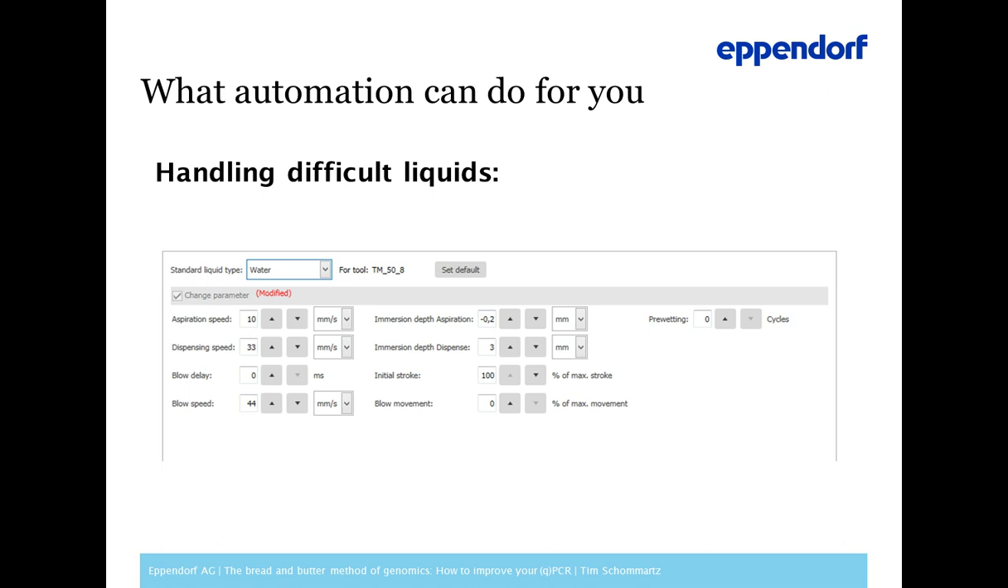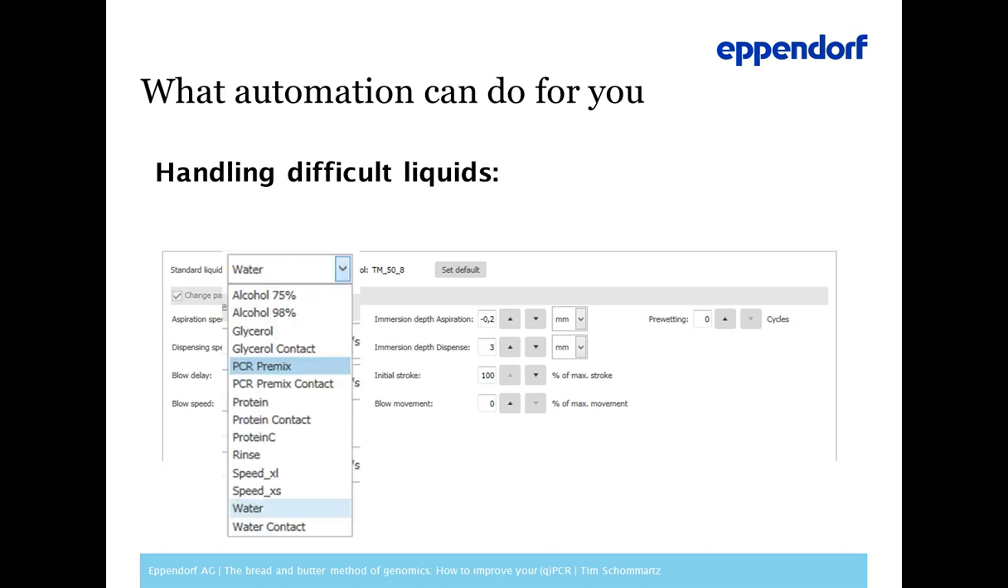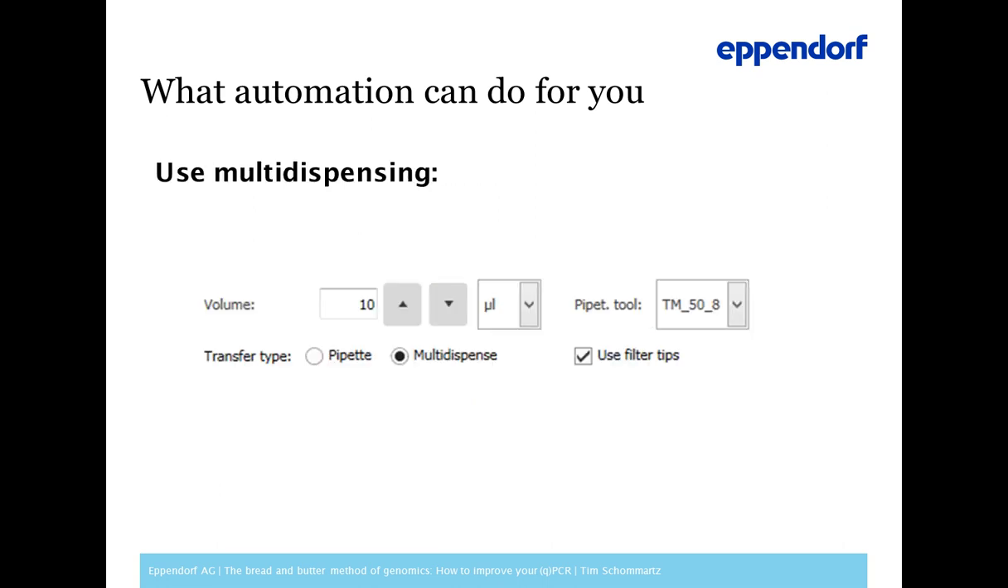Automation can handle difficult liquids. This is a screenshot which I took from our automation software. It's called EP-Blue. What you can see here is that you can adjust all of the pipetting or dispensing settings in a very detailed fashion. But there is also the option to simply select a preset set of different liquids. So for example, PCR premix, something like ethanol, glycerol, and the system even accounts for contact dispensing if we talk about really low volumes. Of course, automation systems can use both pipette mode and multi-dispense mode. Basically, they are capable of doing everything that an electronic pipette can do and more.